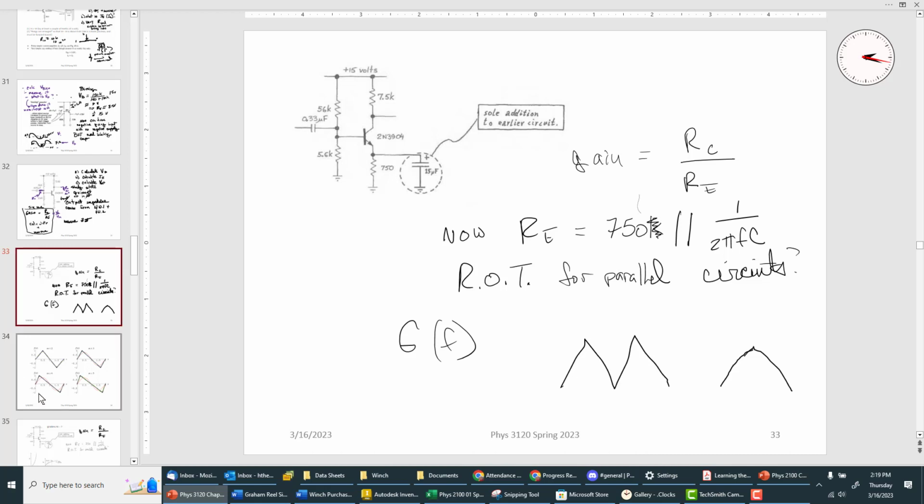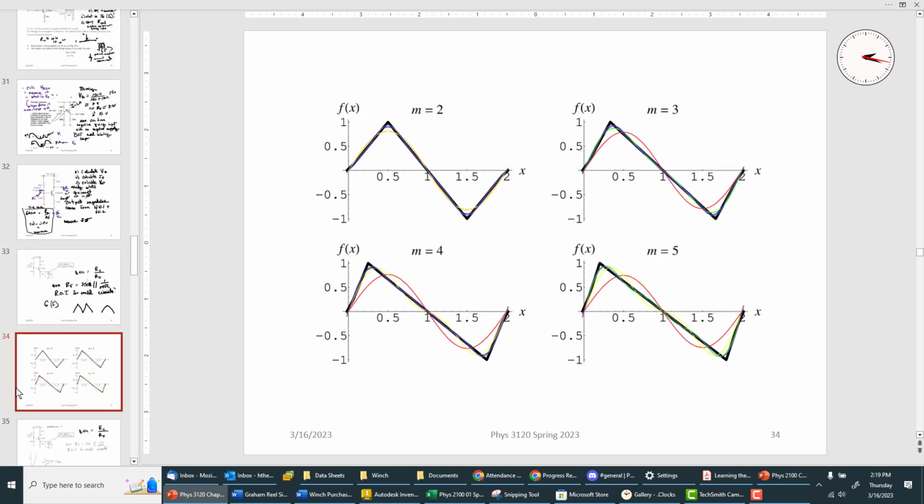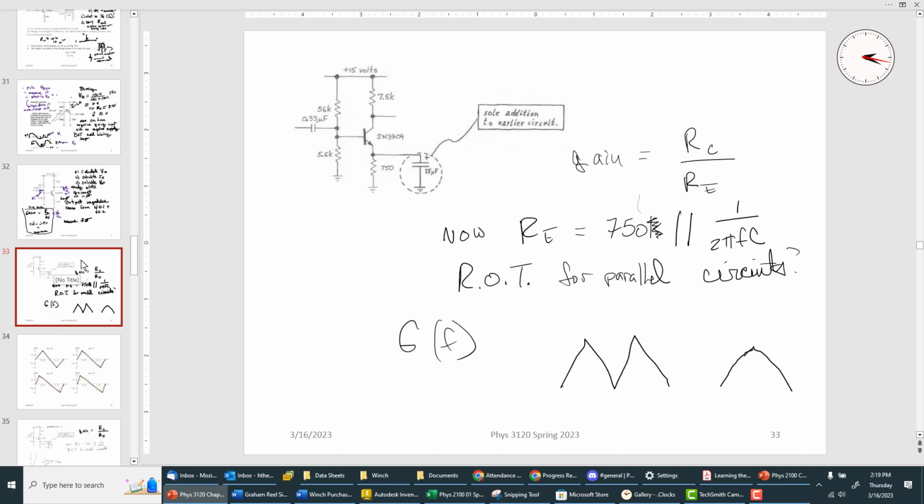And I looked up the Fourier transform of a triangle wave, and you can basically consider it to be like a sine wave in terms of, it's essentially a pure frequency. There obviously has to be other ones in there. And the point is that you have to notice that the R emitter now is a combination of the capacitor and the 750 ohm.